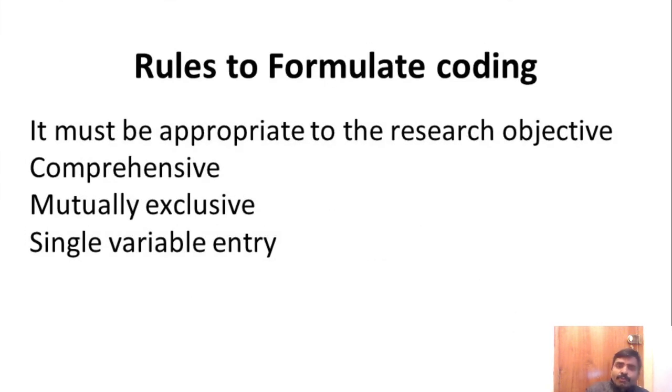Then what are the rules to formulate coding? It must be appropriate to the research objective, because most of the time coding is not just putting numbers to the responses. It requires a lot of mental energy, mental exercise, what numerical values to be given, how to be given, and how to be segregated. Everything needs to be set rightly. Everything is possible only with the appropriate research objective. It has to match with the objective, the purpose.